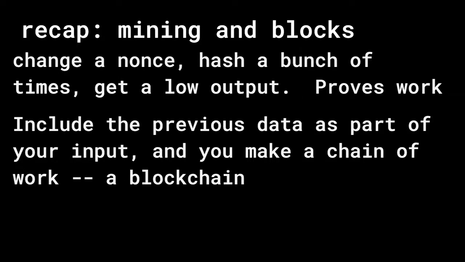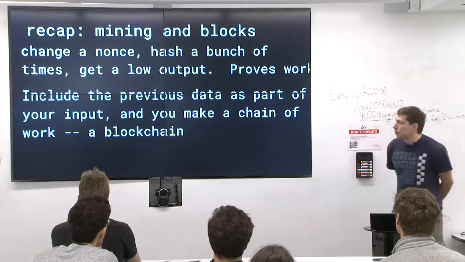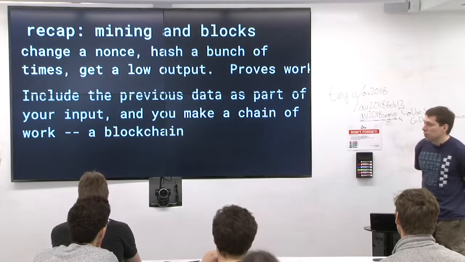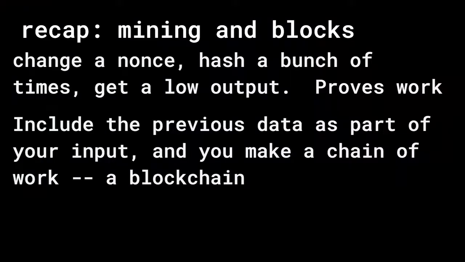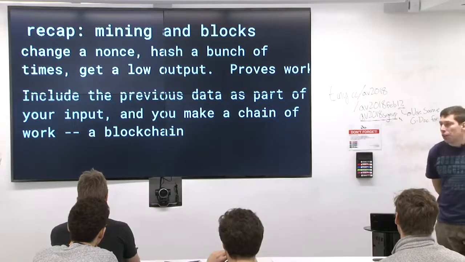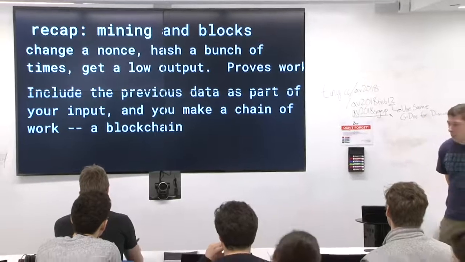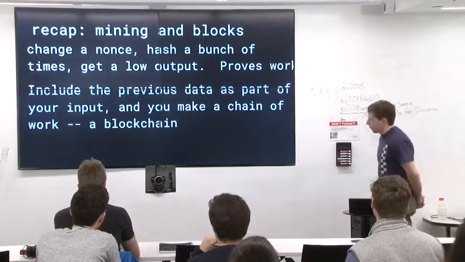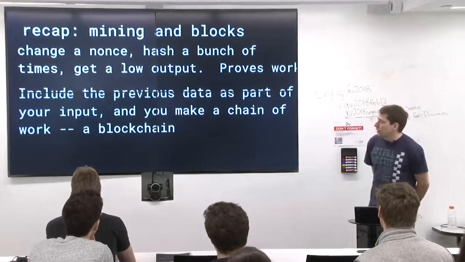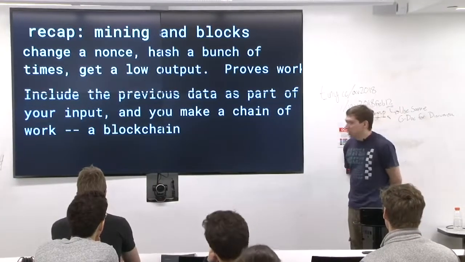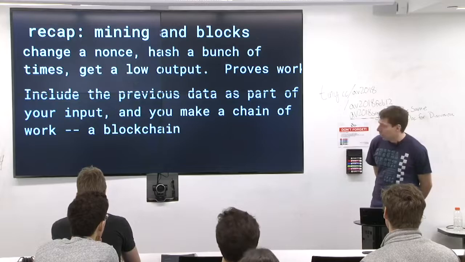Okay, so mining and blocks, I think you sort of got the idea with the Lamport signatures. If you've looked at the current problem set, it makes a lot of sense. You change a nonce a bunch of times, hash, and try to get a low output. So you get the idea of mining, right? You're proving work by repeatedly going through different nonces, trying to find a certain hash output that there's no shortcut to. You just have to guess and check. And now if you include the previous data as part of your input to that hash function, you can make a chain of work. And that's what we call a blockchain, I guess.